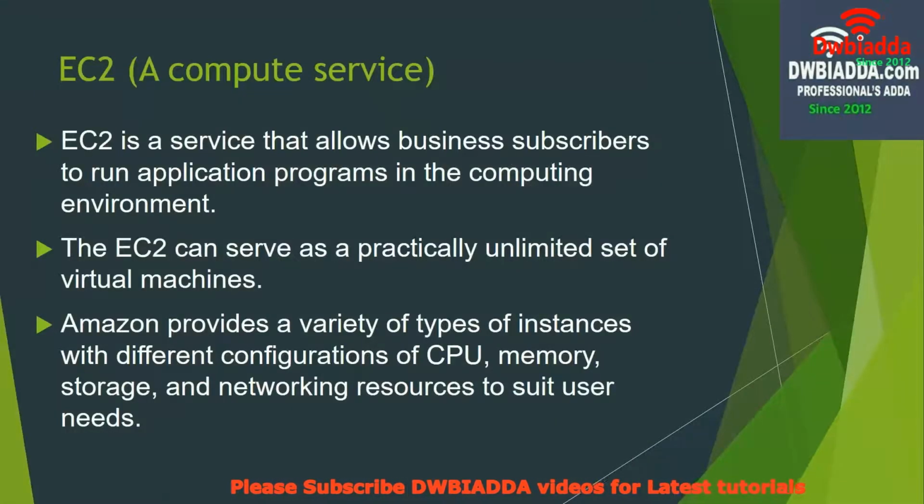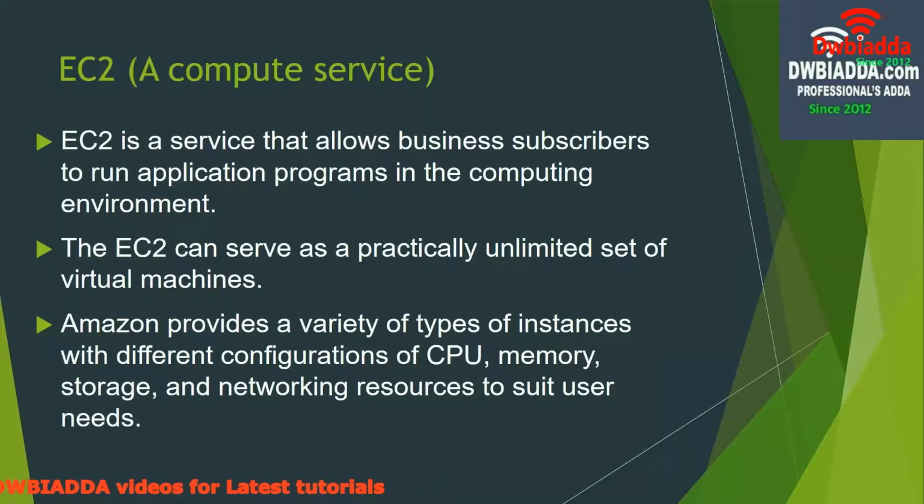EC2 is Elastic Compute Cloud, or we can say it is a compute service. EC2 is a service that allows business subscribers to run application programs in the computing environment. EC2 can serve as a practically unlimited set of virtual machines. So what that means is that you can launch a virtual machine using EC2 and you can run several applications inside that virtual machine. Amazon provides a variety of types of instances with different configurations of CPU, memory, storage, and networking resources to suit users' needs. So what that basically means is that the user can easily configure the EC2 instance according to their needs.